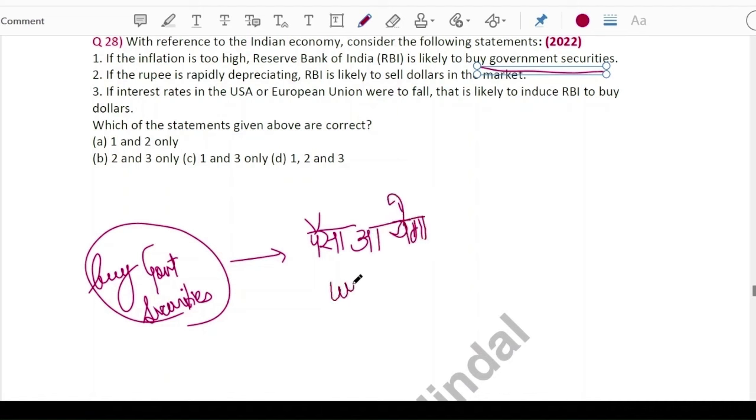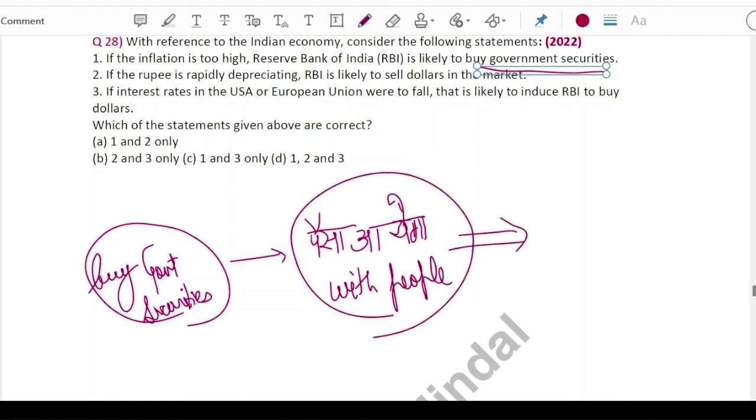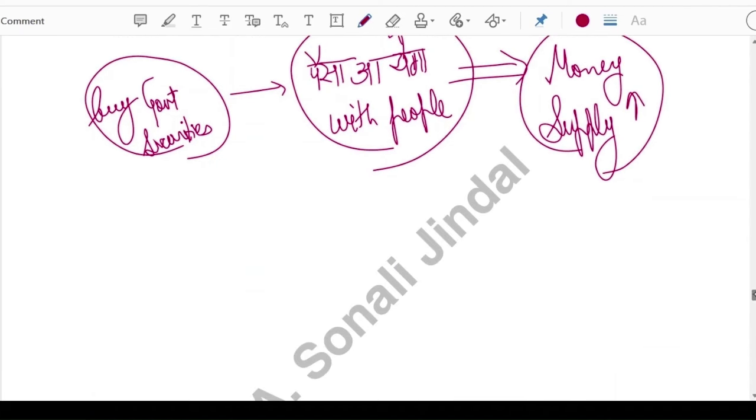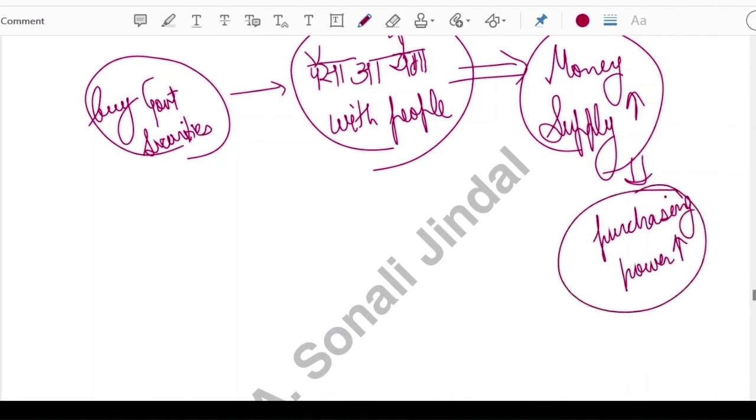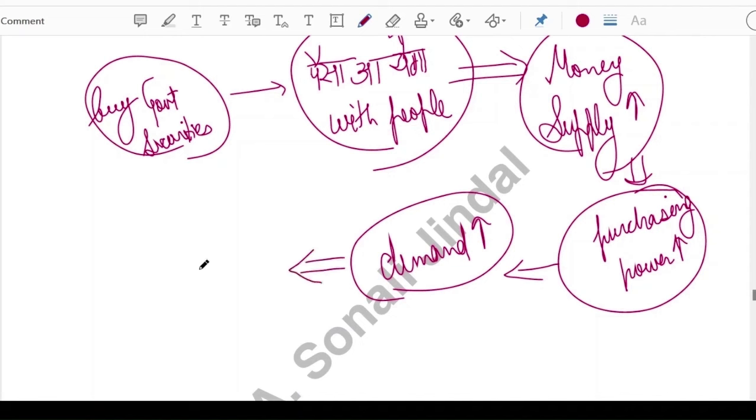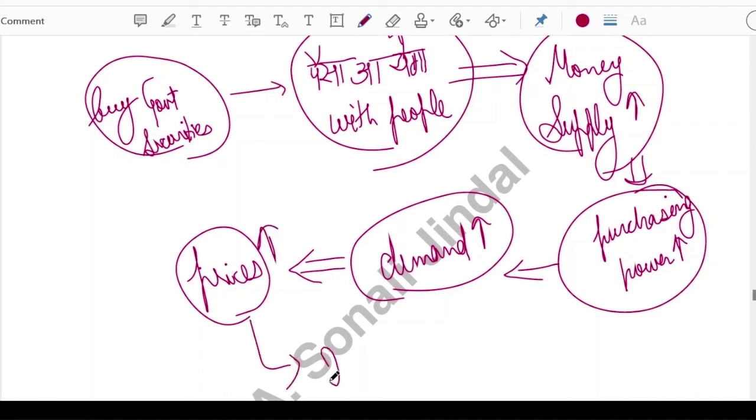पब्लिक के पास पैसा आएगा, इसका क्या मतलब है? इसका मतलब है मनी सप्लाई विल इंक्रीज विद इट. मनी सप्लाई इंक्रीज्ड, व्हाट इट विल डू? It will increase the purchasing power of people as they will have more money to buy in the market. That increased purchasing power will increase the demand of people in the market. As we have learned, if demand increases, this increases the prices of the product. This price increased, it means inflation will increase in the market. Which inflation is this? This is demand pull inflation.